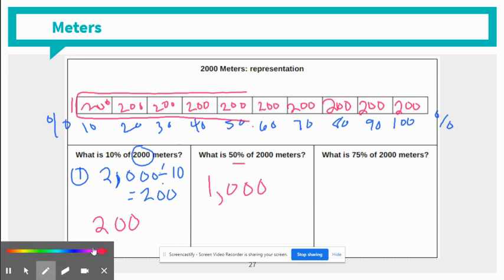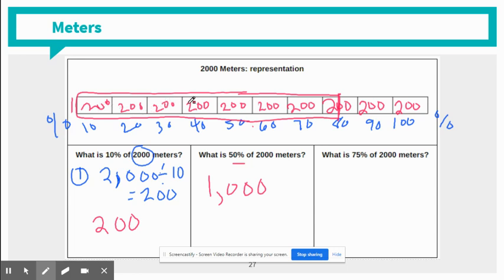The next one says 75%. So 70, and then right in the middle, right there, would be 75 because we're looking at 70 and half of 10 is 5. And then let's count.